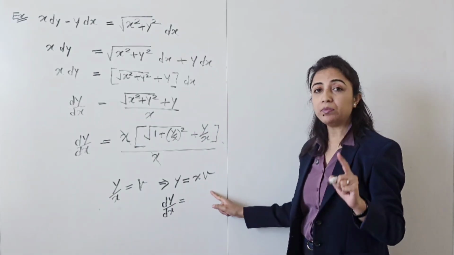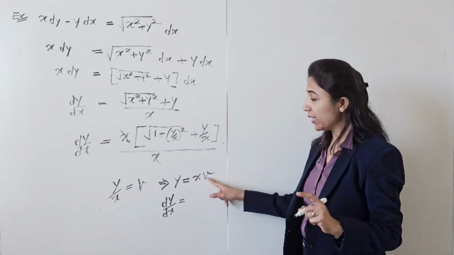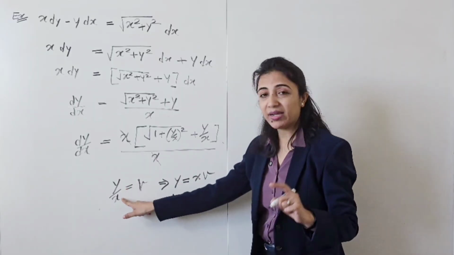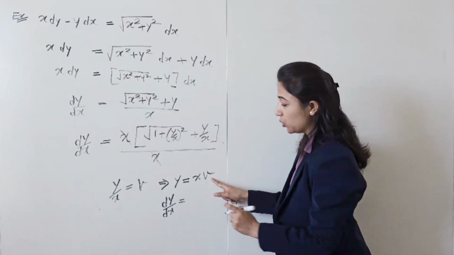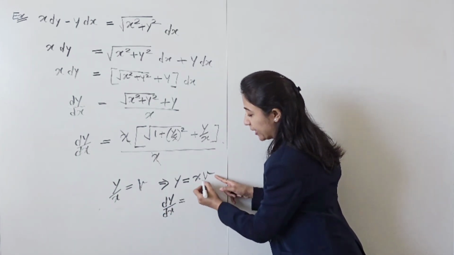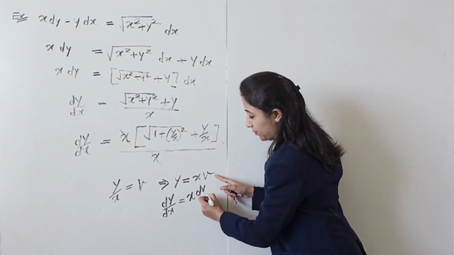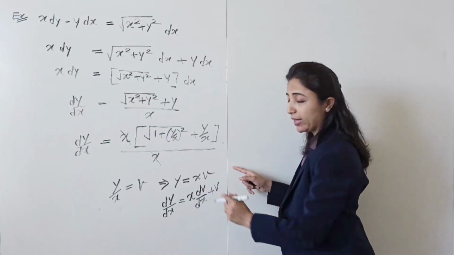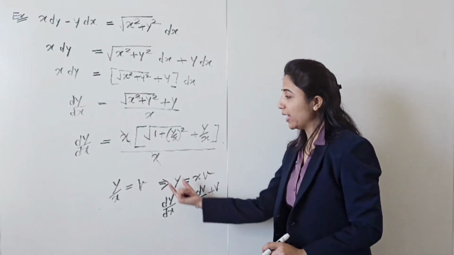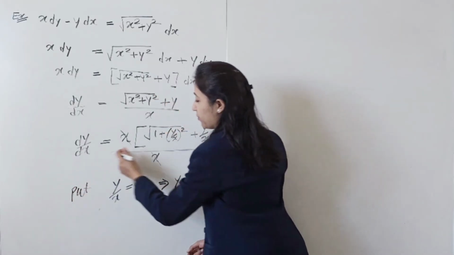So we have to use the product rule, because here it is already shown that v is ultimately a function of y by x. So ultimately it is an indirectly a function of x. So v is also a dependent variable. So take the derivative of x as it is, times the derivative of the second term, plus the second term v as it is, times the derivative of x, which is 1. So we have to put this value in this differential equation.